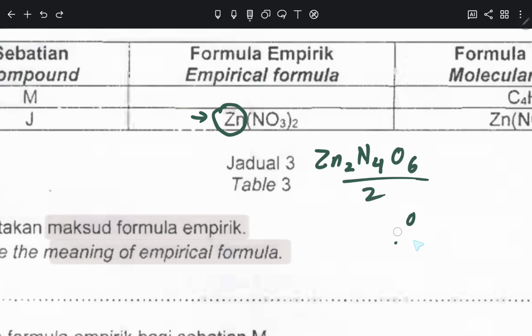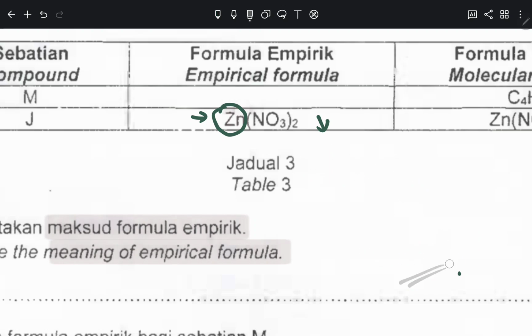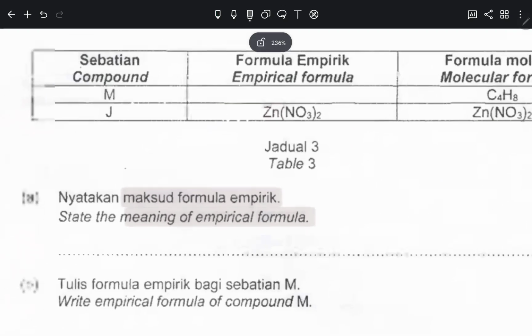Sorry, why I erase it very fast. Okay, so first element, one element. The simplest ratio for it is 1, because 2 divided by 2 is 1. 4 divided by 2 is 2, so this is another ratio. 6 divided by 2, another ratio. 1, 2, 3. Understand? So this is how your calculation should be.